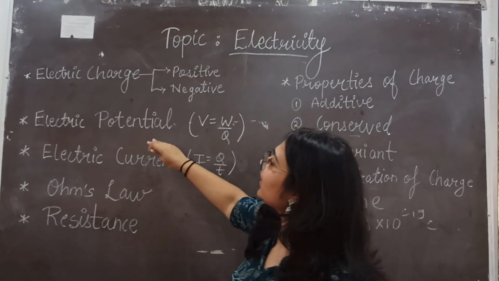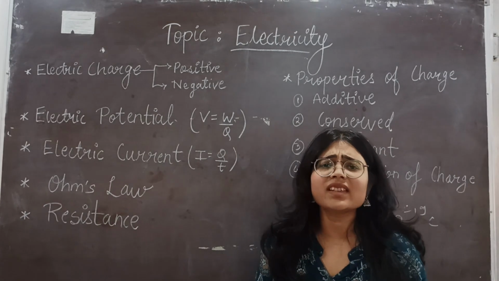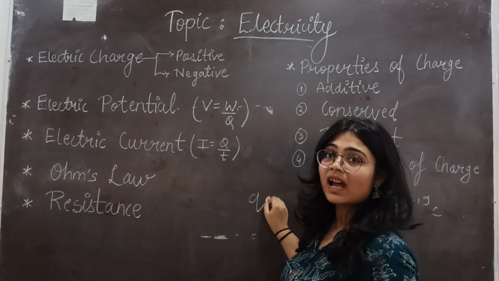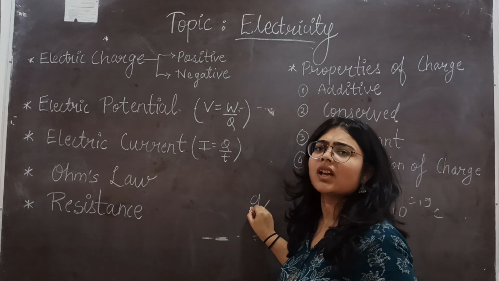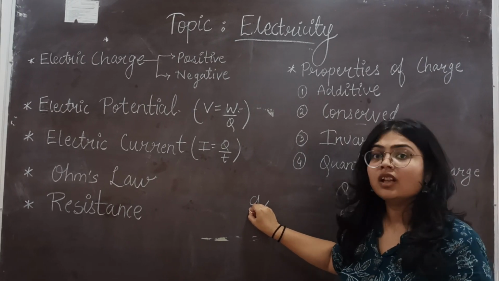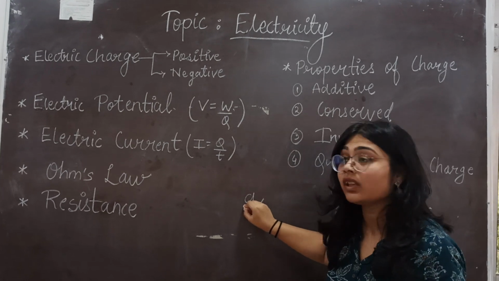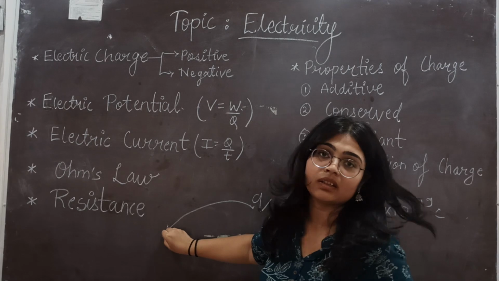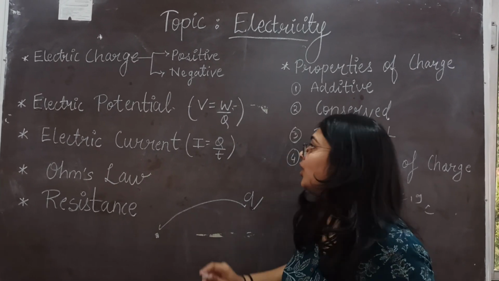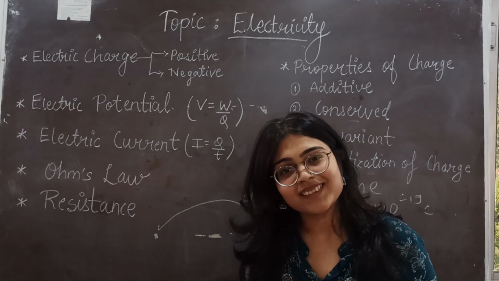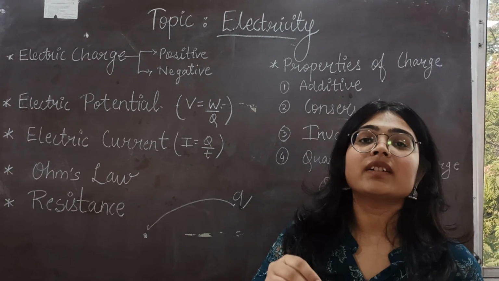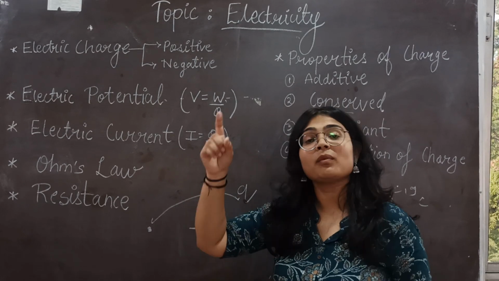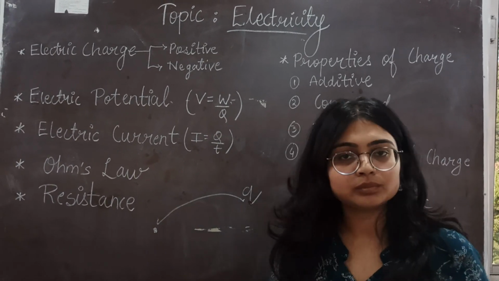Now, we will learn about electric potential. What is electric potential? Let me give you an example. Suppose there is a charge Q. I am bringing the charge Q from an infinite distance. The work done that is involved in bringing the charge Q from an infinite distance to a particular point is called electric potential. So we can define electric potential as the work done that is involved when a charge is brought from infinity to a particular point.